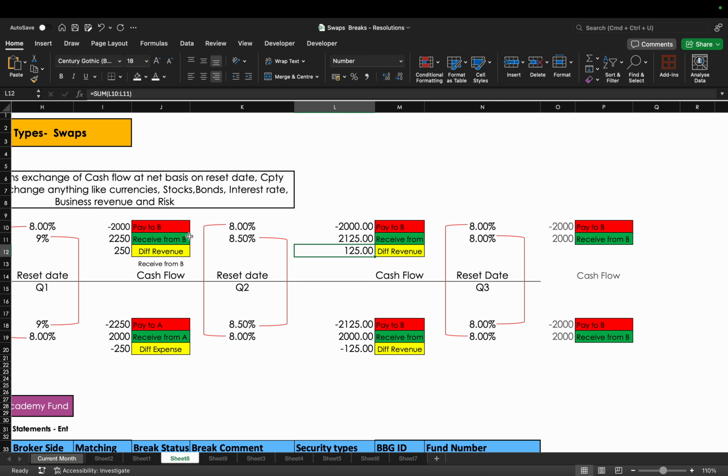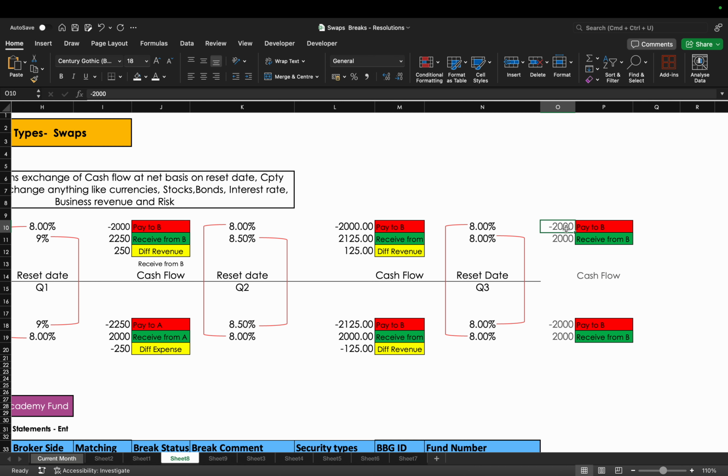One more important thing: this difference only becomes the value of this particular contract. This difference amount is treated as the valuation of the contract. Now, in the third quarter, the variable interest rate has changed again and come down to 8% from 8.5%. So in the third quarter, there won't be any cash flows.